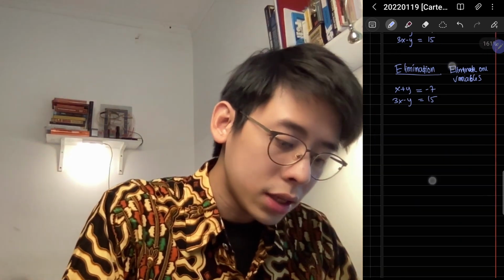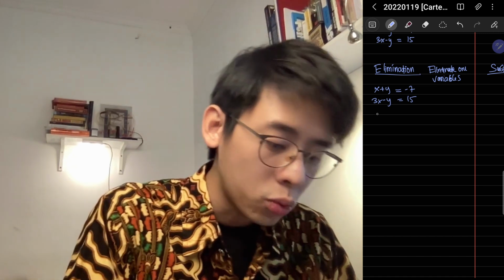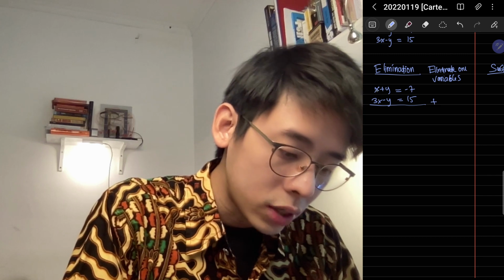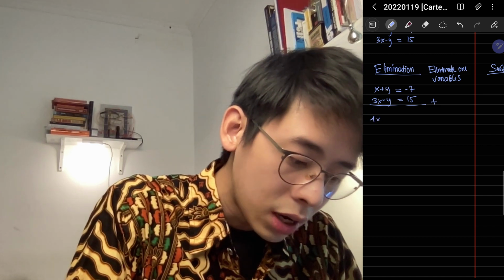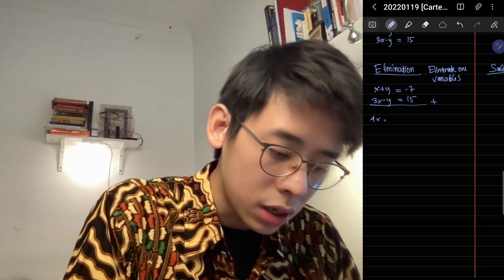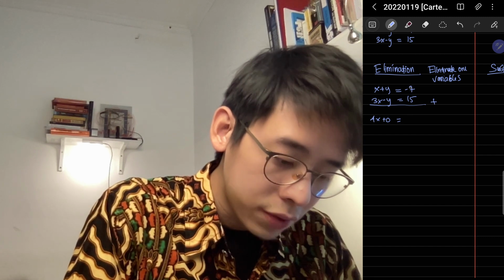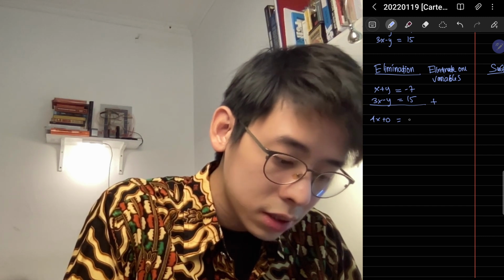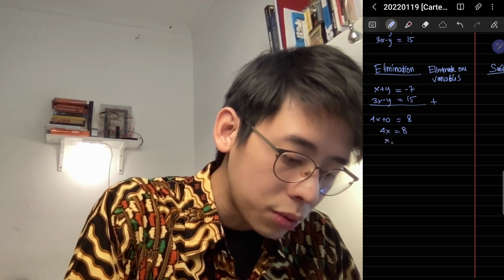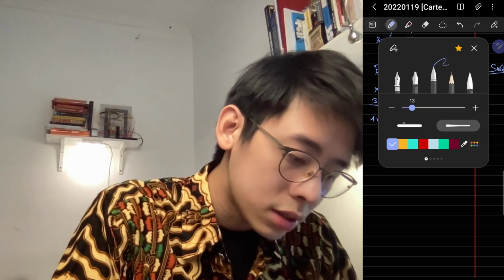In this case, with x plus y, it is easier for us to eliminate y, because when we add both equations, x plus 3x becomes 4x, and y minus y becomes 0. Then minus 7 and 15 gives us 8. So we are left with 4x equals 8. Now we know that x is equal to 2. So that's elimination.